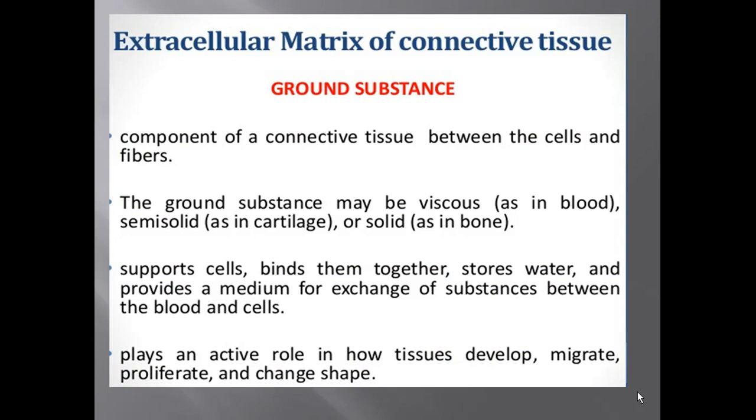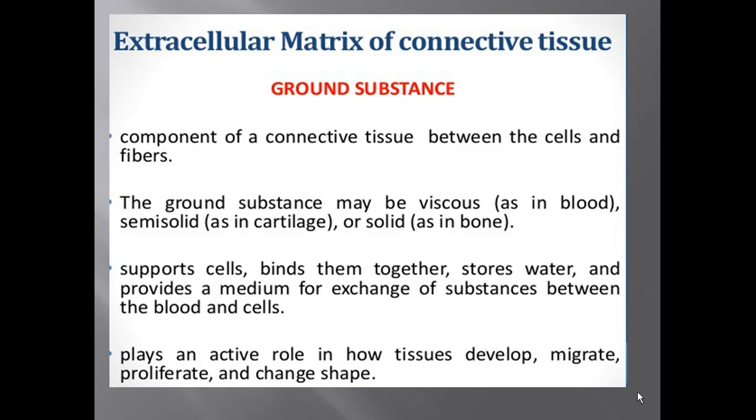Now we go through the extracellular matrix. As I said, it has two components: protein fibers and the ground substance. How can I define ground substance? Ground substance is the component of connective tissue between the cells and fibers, and ground substance may have different textures.